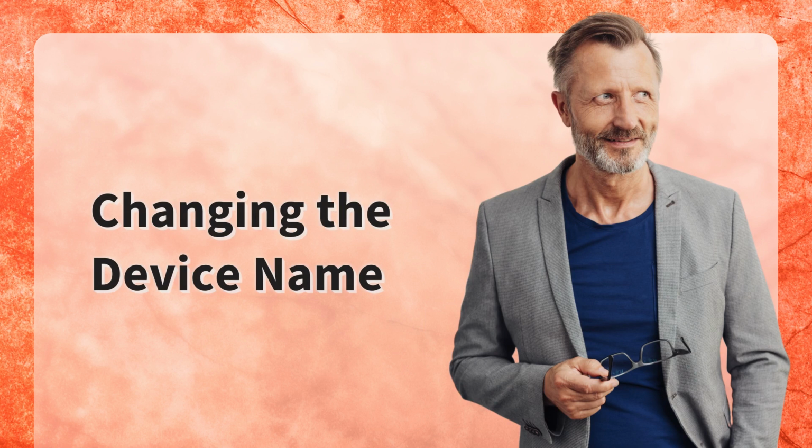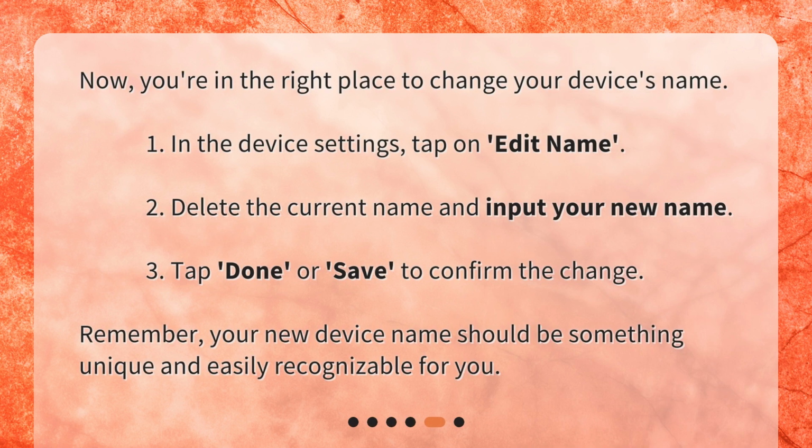Changing the device name. Now, you're in the right place to change your device's name. 1. In the device settings, tap on Edit Name. 2. Delete the current name and input your new name. 3. Tap Done or Save to confirm the change. Remember, your new device name should be something unique and easily recognizable for you.